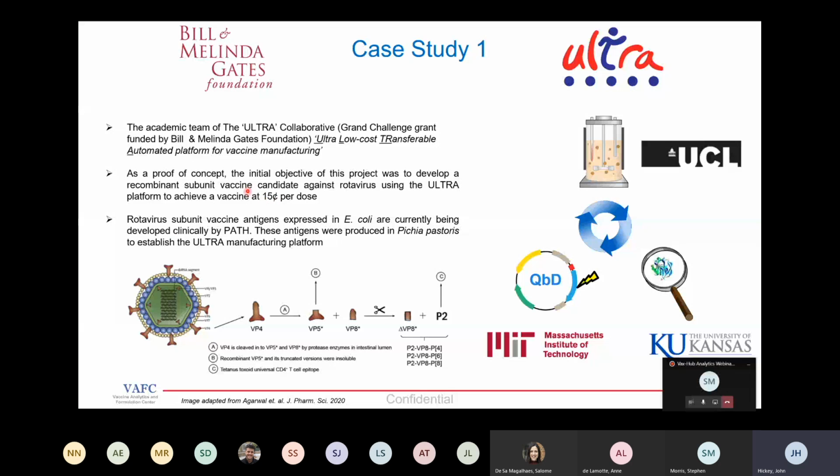And as a model system, we used a rotavirus subunit vaccine. And I should note that PATH is developing a similar vaccine in E. coli. And so we used some of their information to develop a similar vaccine in Pichia as a proof of concept. And the current vaccine is a trimer of the 3 most prevalent serotypes of the rotavirus. And it's a subunit vaccine of the surface protein conjugated to a small 20 residue peptide from tetanus toxoid that's a universal CD4 T cell epitope.